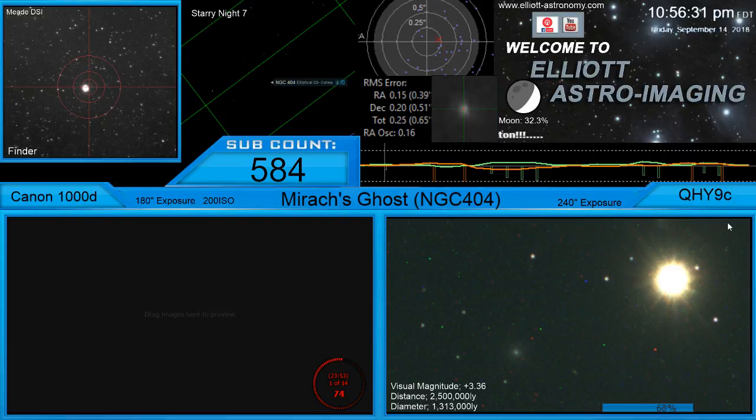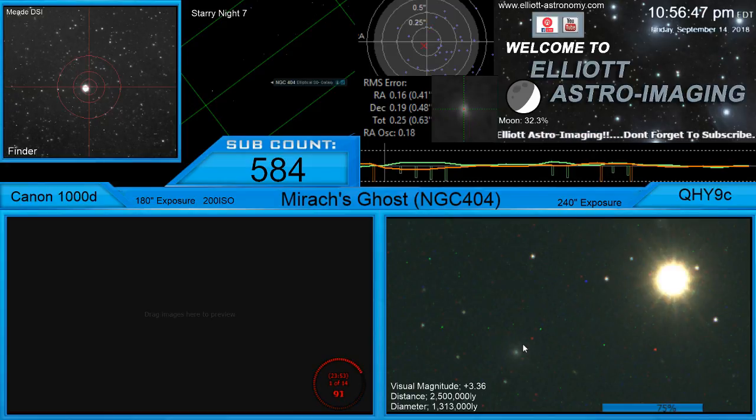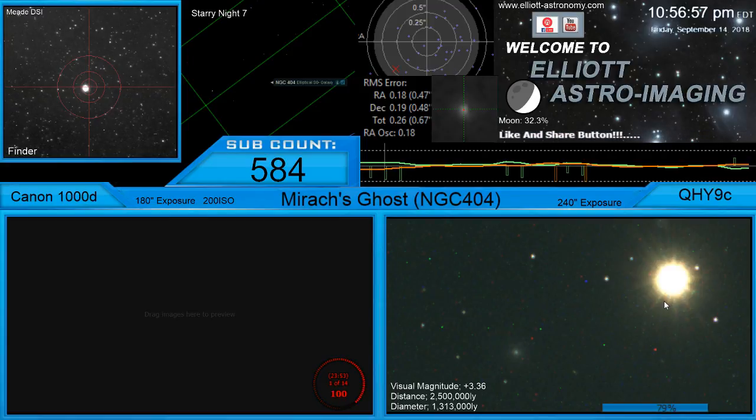Alright, so the super bright star that you see there, which is right on the QHY, that's Mirach. Mirach's Ghost actually sits just below it. If you're looking at my mouse, that's Mirach's Ghost right here, this little faint galaxy. They call it Mirach's Ghost because it looks like a reflection off of Mirach, but it's an actual little galaxy.